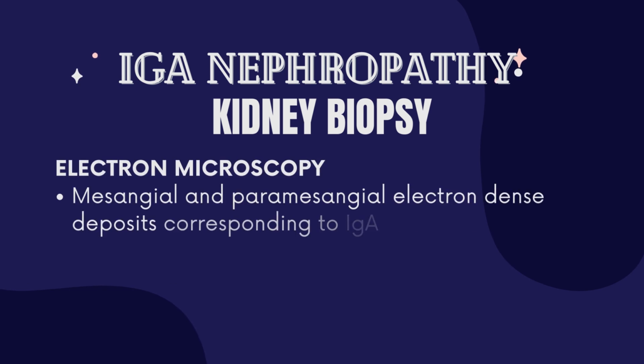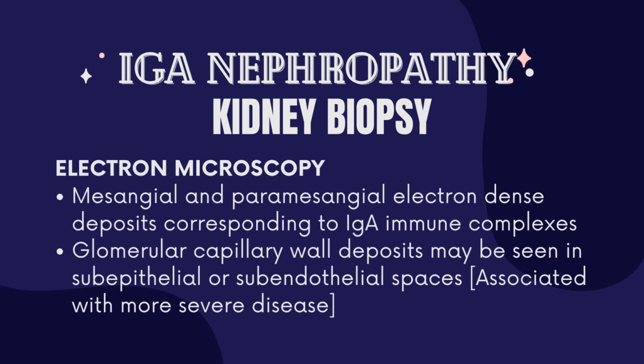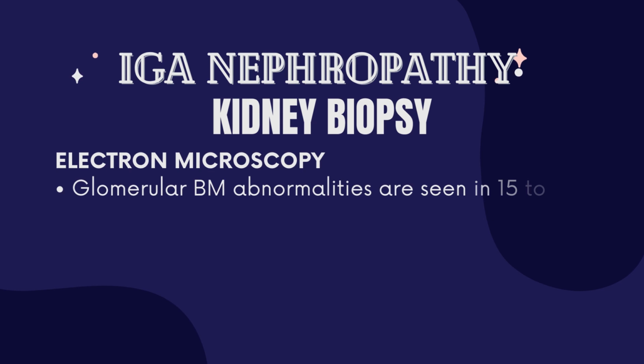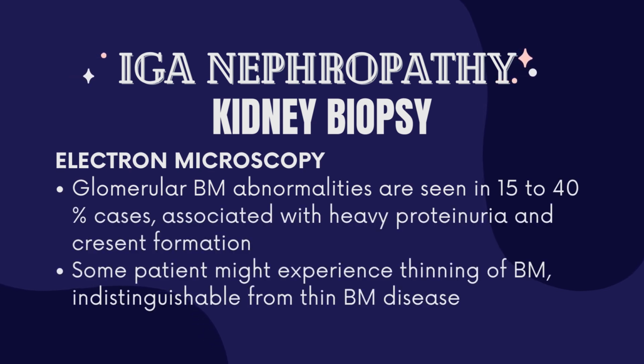On electron microscopy, we will observe 1. Mesangial and paramesangial electron-dense deposits corresponding to IgA immune complexes. 2. Glomerular capillary wall deposits may be seen in subepithelial or subendothelial spaces. It is associated with more severe disease. 3. Glomerular basement membrane abnormalities are seen in 15 to 40% of cases, associated with heavy proteinuria and crescent formation. 4. Some patients might experience thinning of the basement membrane, indistinguishable from thin basement membrane disease.